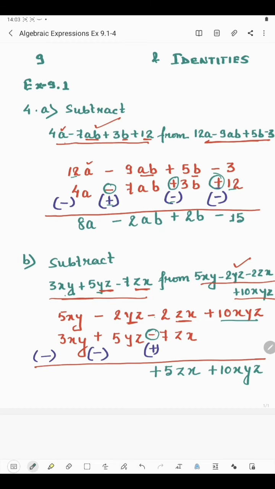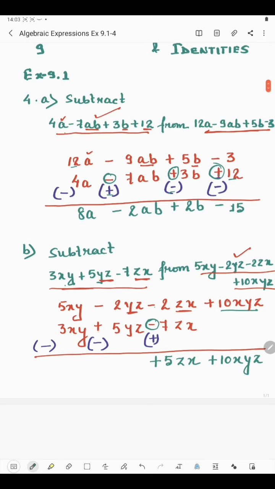Okay, now coming to the next term. Now in the next term we will consider the minus sign. The sign of 5yz will be minus here, so minus and minus will become positive. Okay, so 5 plus 2 is 7yz, and since both the terms have a negative sign, we'll put a negative sign here.